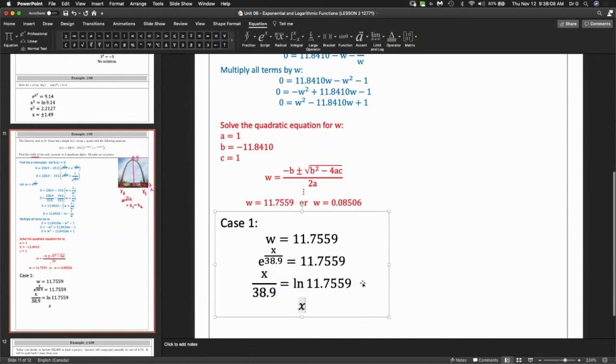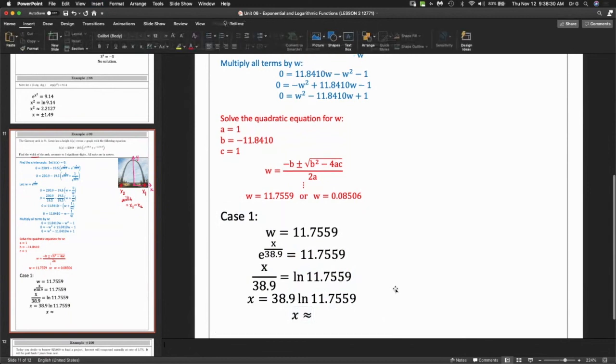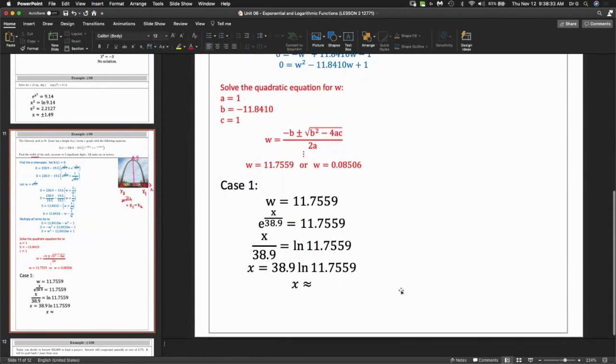So I'll do it like this. I'll do x equals 38.9 ln of 11.7559. Can someone do that on their calculator? What do you get? 2 decimal places if possible. Yeah, I got 95. That looks good. I got 95.87, but Matthew and I are on the same page. It's good.